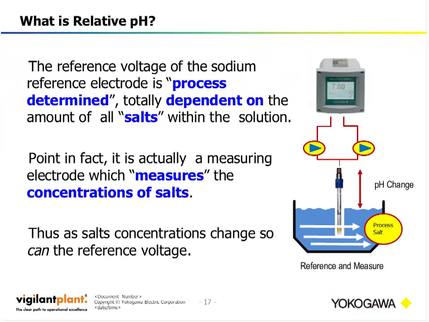In point of fact, it's actually a measuring electrode which measures or responds to the concentrations of the salts in the process. Therefore, as the salt concentrations change, so will the reference voltage it generates. But when it's combined with a pH measuring electrode, we have what we call a differential pH system. The system measures the concentration of the sodium or the salt in the process to determine the reference voltage. Thus, the live voltage of the sodium measurement makes the reference voltage process dependent versus being an absolute independent reference.